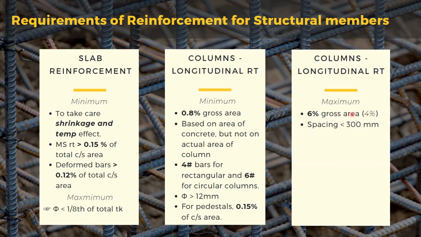And what will be the maximum reinforcement? It is 6% of gross area, but usually it is limited to 4% because of practical conditions. The spacing should not be more than 300 mm. This is the maximum area of longitudinal reinforcements in case of columns.